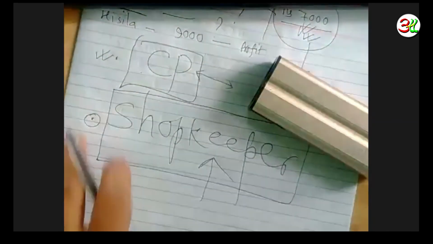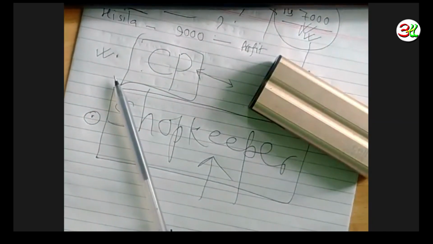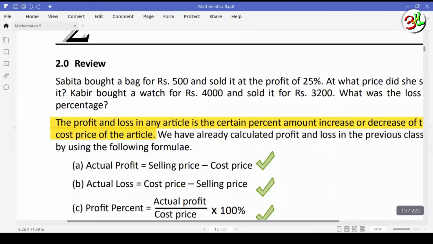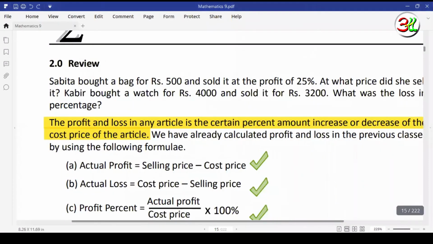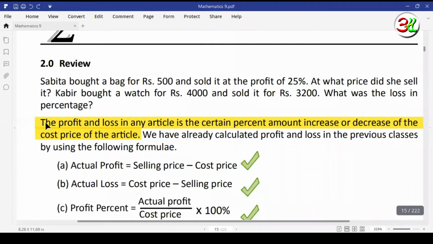So let's go to the question. First of all, let's go to the book. Profit and loss. See the highlighted text, the yellow text. The profit and loss.